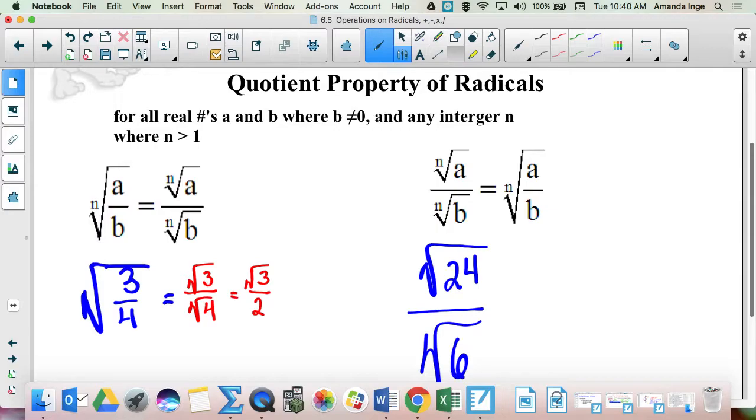On the next example, the nth root of A divided by the nth root of B can be written as the nth root of A divided by B. In this case, it would probably make more sense to write it like that and simplify it, because what's 6 into 24? 4. And we know the square root of 4 is 2.